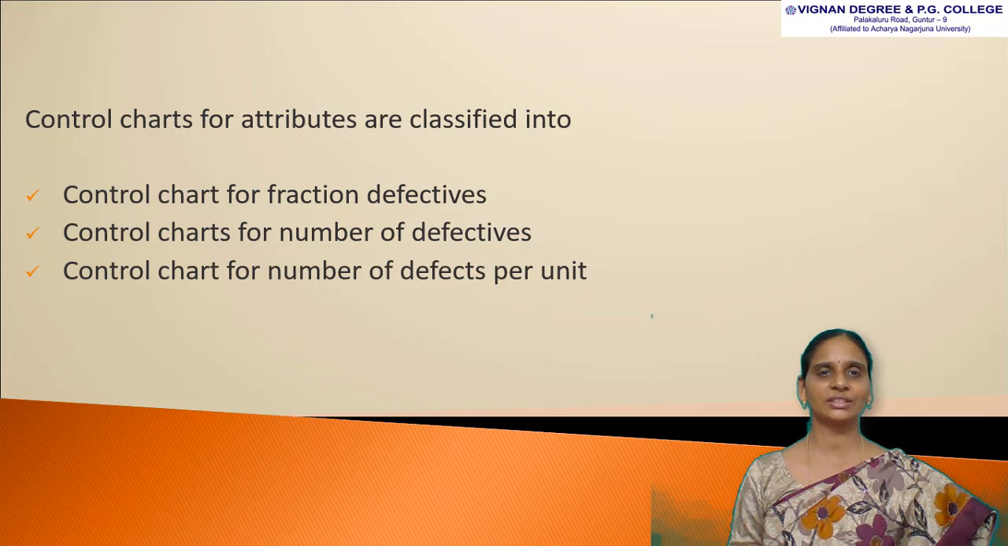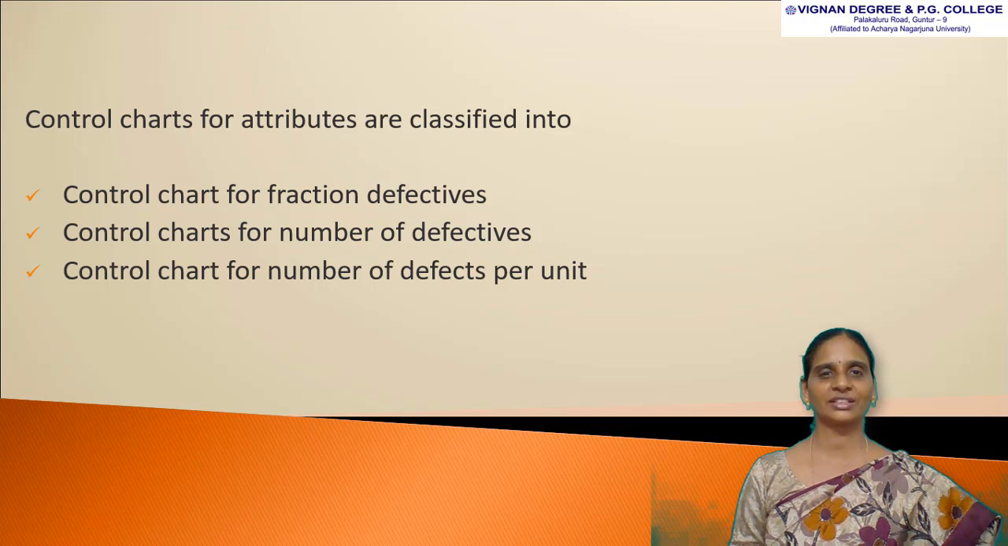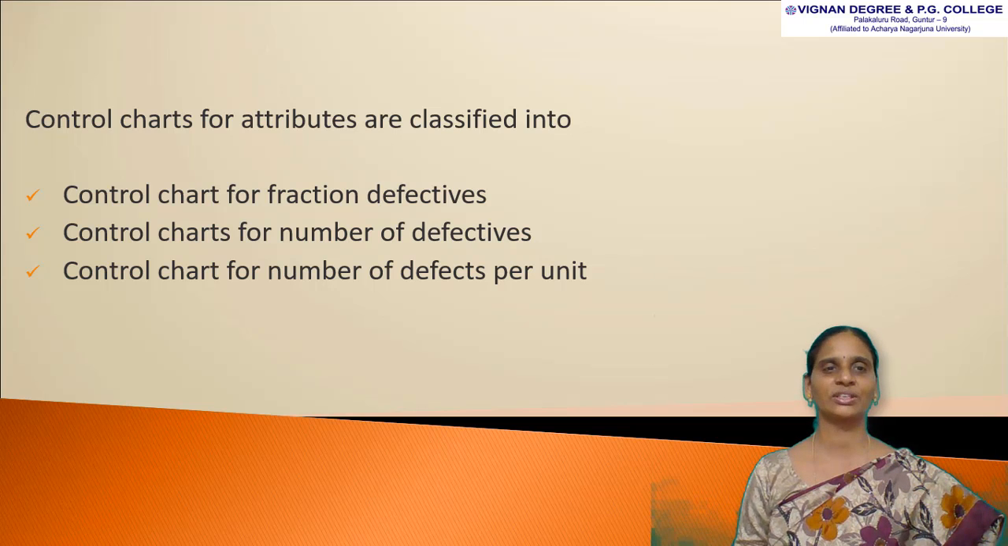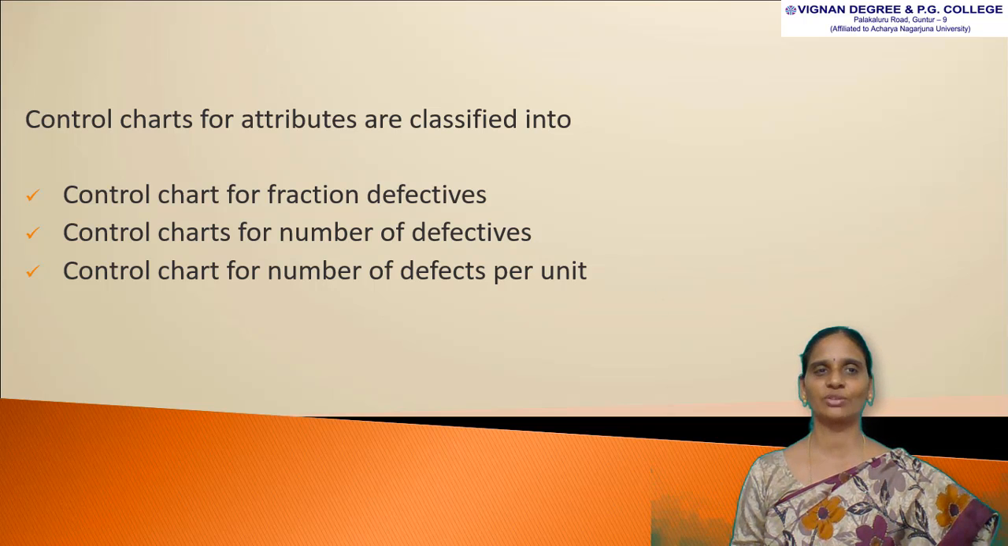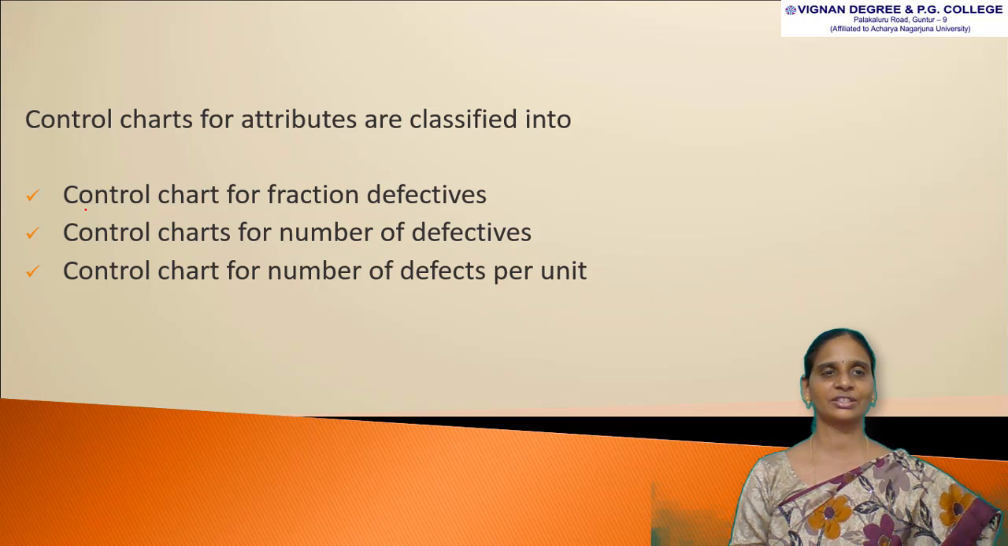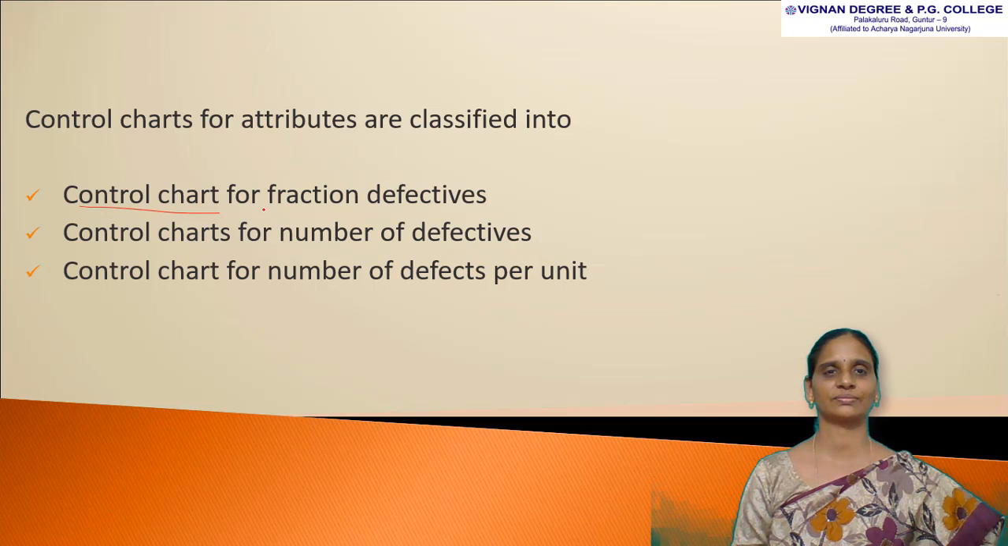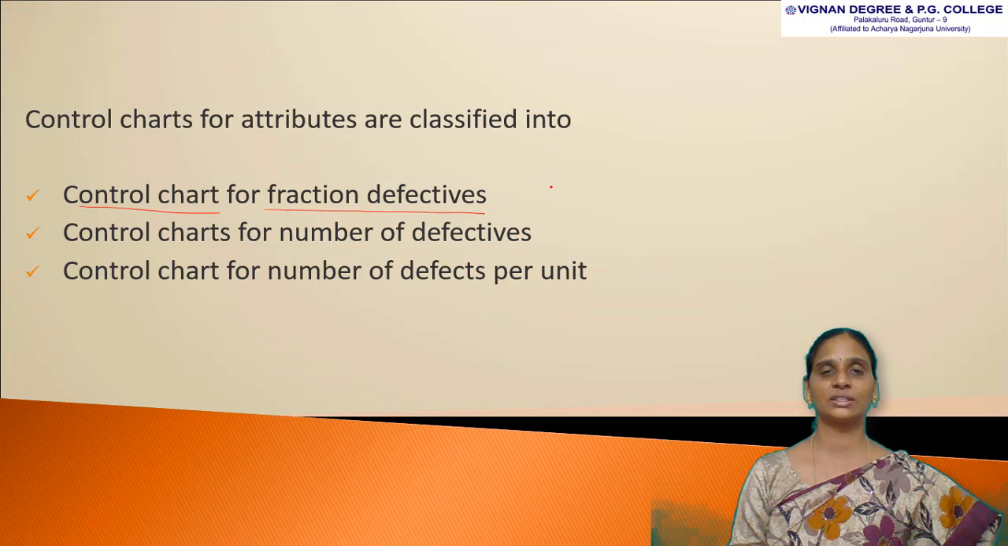The control charts for attributes are classified into control charts for fraction defectives, the second one is control charts for number of defectives, and the third one is control charts for number of defects per unit. In this video, we shall now discuss one of the control charts for attributes, that is the control chart for fraction defectives. This can be represented as small p chart.